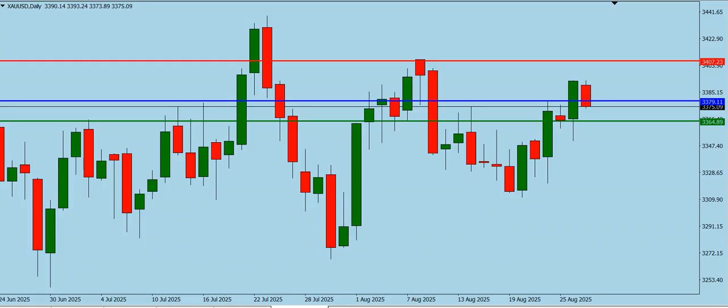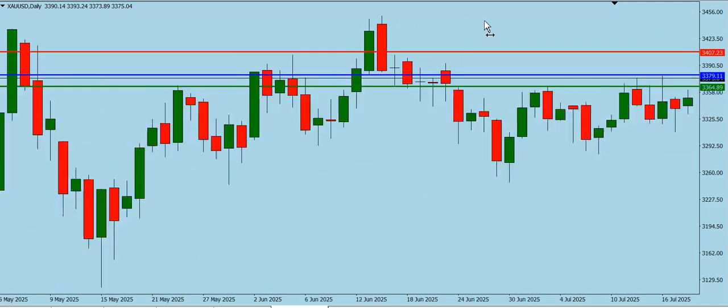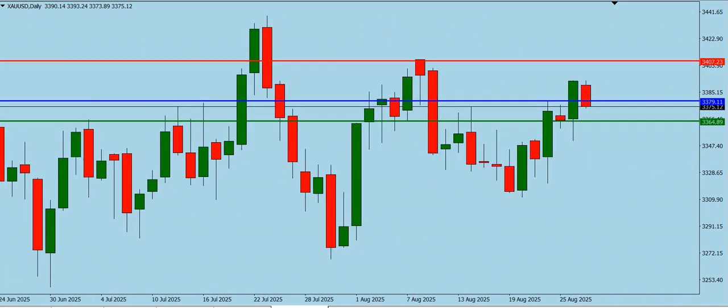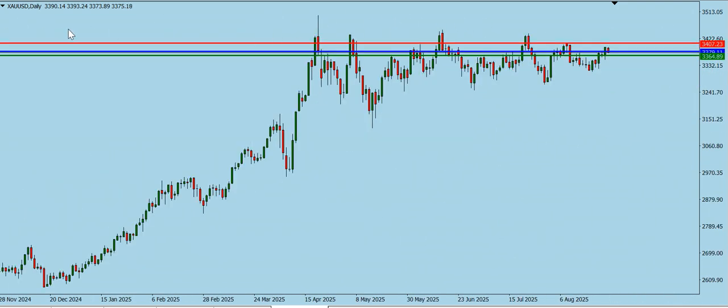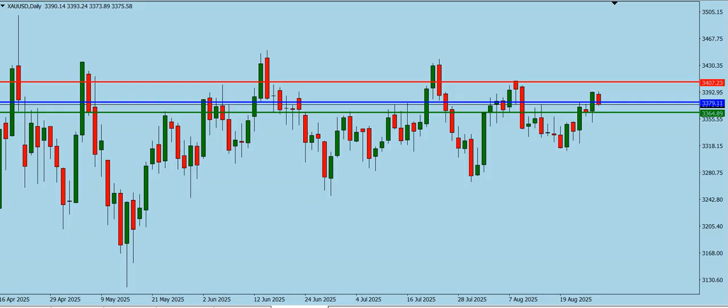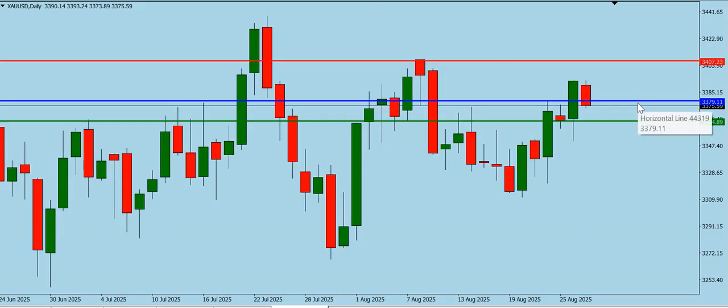Now, the chart is showing the daily time frame, and we can see that the price of gold is currently ranging. But for pivot analysis, we have our pivot line at 3379.11, and the first resistance is at 3407.23, while the first support is at 3364.89.